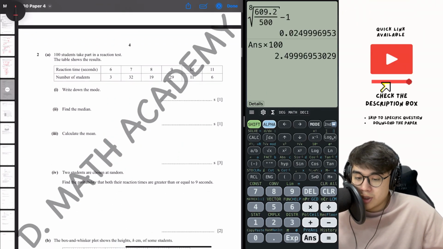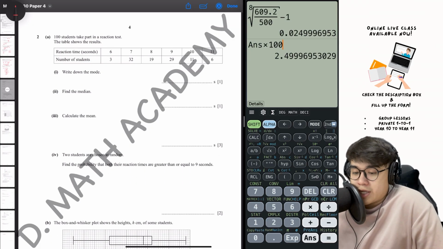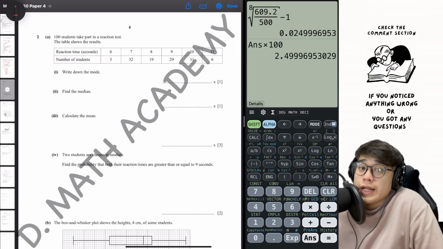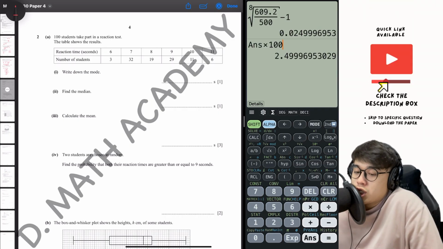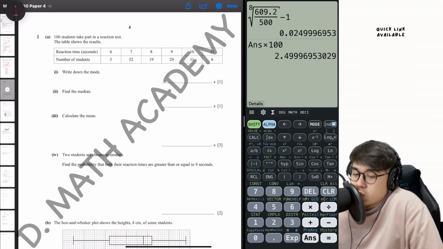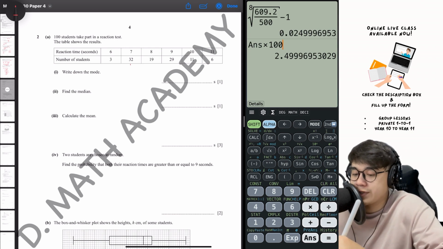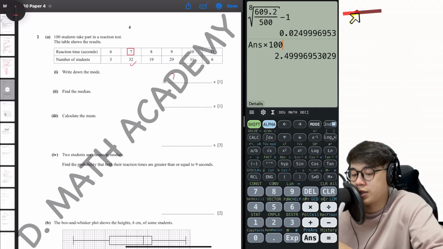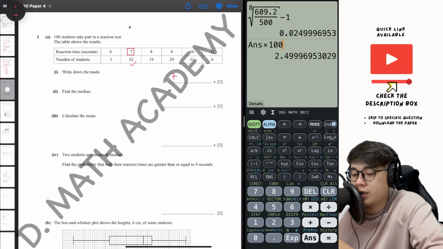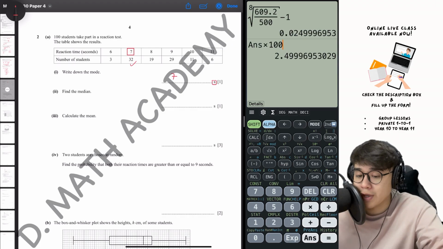Moving on to the next question, question 2a here. They put this table, expecting you to fall for the trap. Please take note that the number of students here acts as the frequency. So to write down the mode, I know that 32 is the highest frequency here, but when you write the answer, please take note that you're taking the 7, not the 32, because they actually give you a hint here at the end. It's referring to the reaction time.